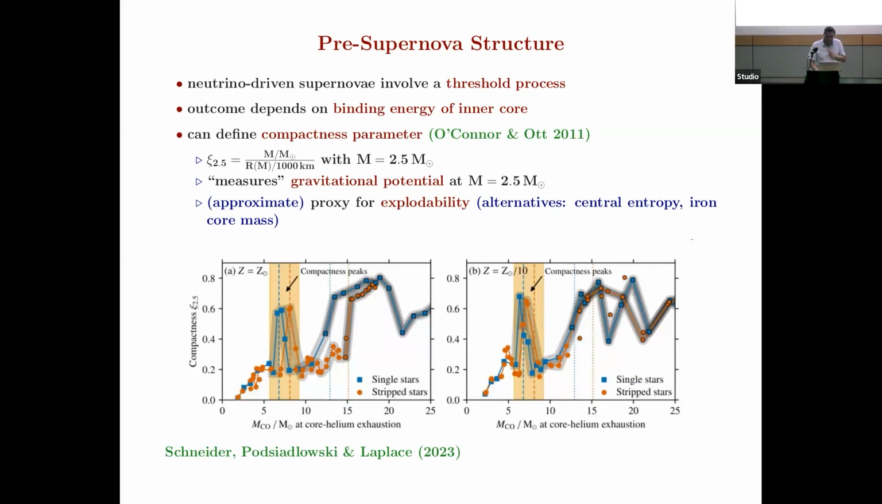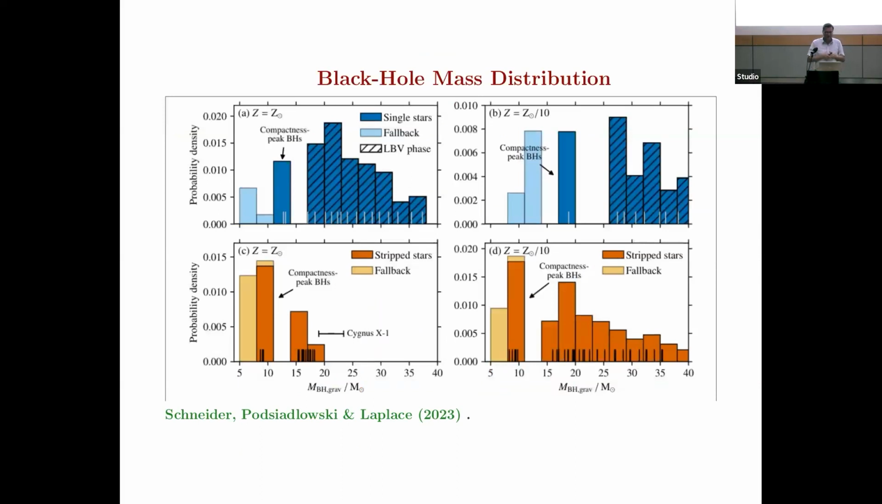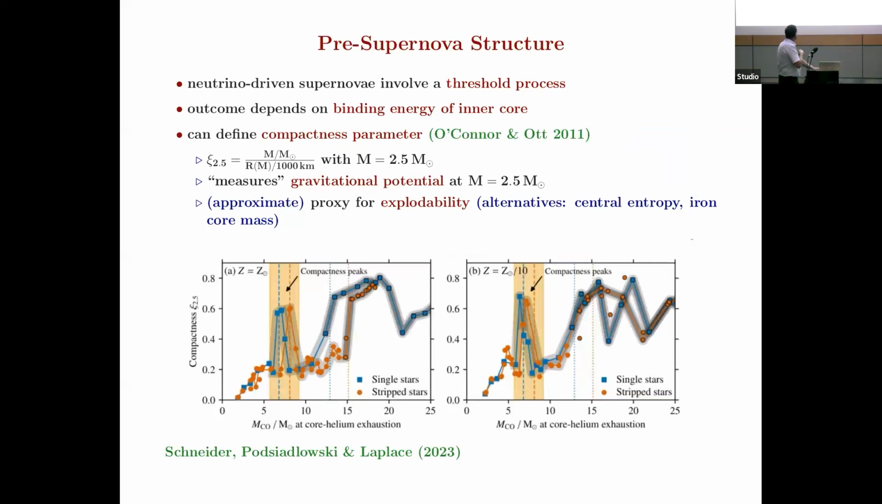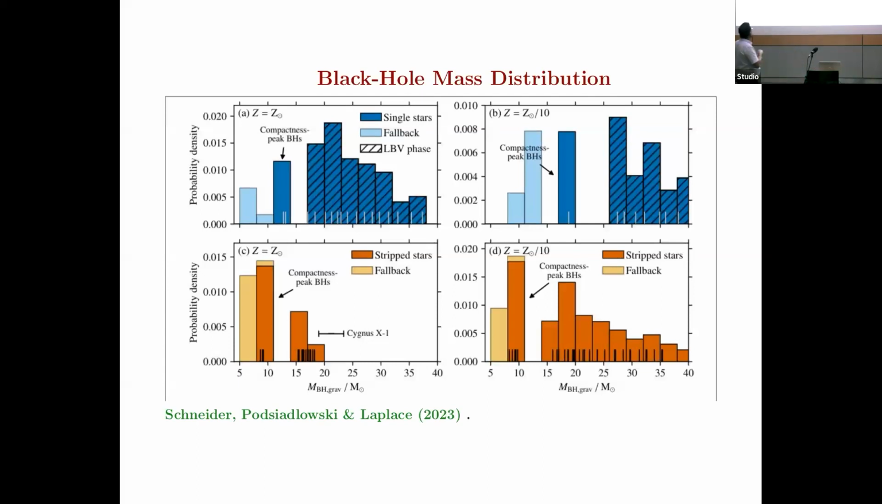Now that's the structure, the pre-supernova structure. We can now use Bernhard Müller's model to predict what the black hole masses are, or neutron star masses as well, but I'm only showing the black hole masses. Ignore the top panel, so we look at the bottom. This is now a prediction of the distribution of black hole masses. And you see this peak around 10 solar masses, which corresponds to the location of this compactness peak. And then because beyond the compactness peak, we predict that you form neutron stars rather than black holes, you get a gap.